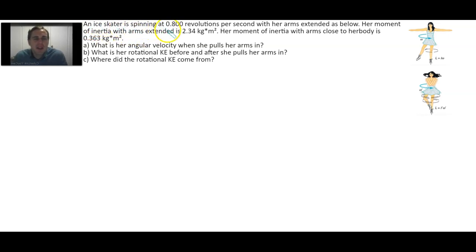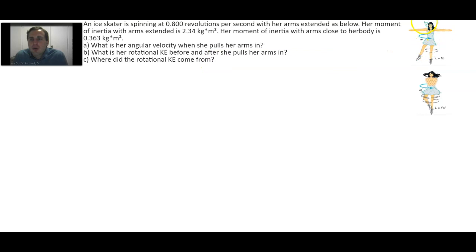An ice skater is spinning at 0.800 revolutions per second with her arms extended as below. Her moment of inertia with her arms extended is 2.34 kilogram meters squared. Her moment of inertia with her arms close to her body is 0.363 kilograms times meter squared. A, what is her angular velocity when she pulls her arms in? B, what is her rotational kinetic energy before and after she pulls her arms in? C, where did the rotational kinetic energy come from?